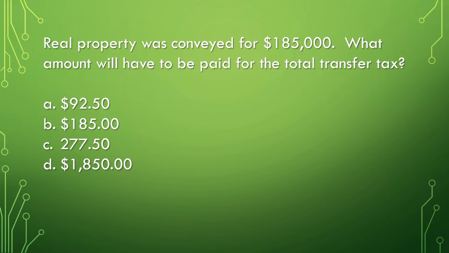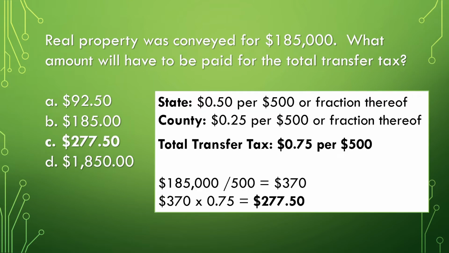Now the question is, what is the total transfer tax? There are two ways you can do this. You could either solve for the state first and then solve for the county and add them together, or you could use this formula for the full thing. And the formula for the total is 75 cents per $500 or fraction thereof. So our purchase price is $185,000. We divide that by 500, gives you 370. Multiply by 75 cents and you get $277.50.